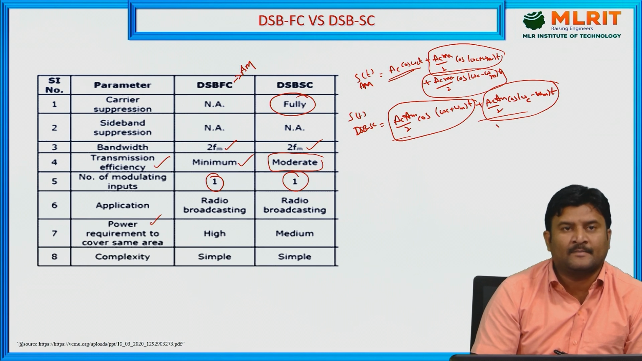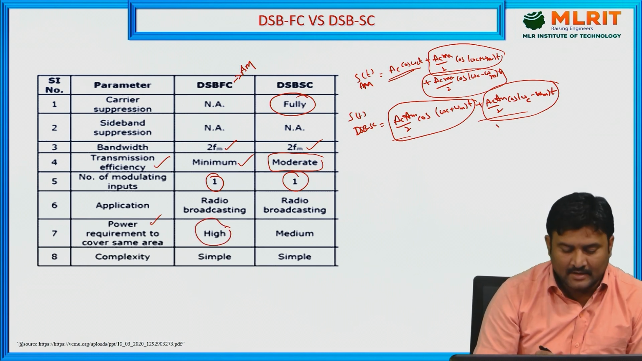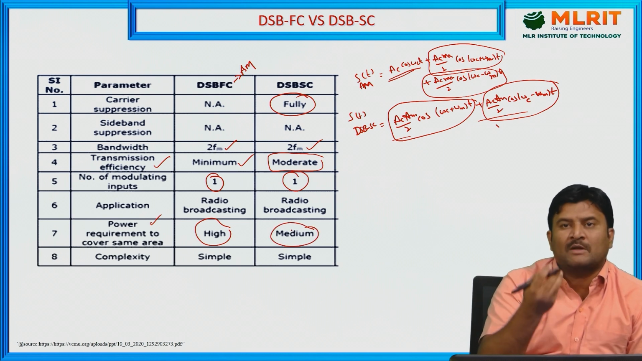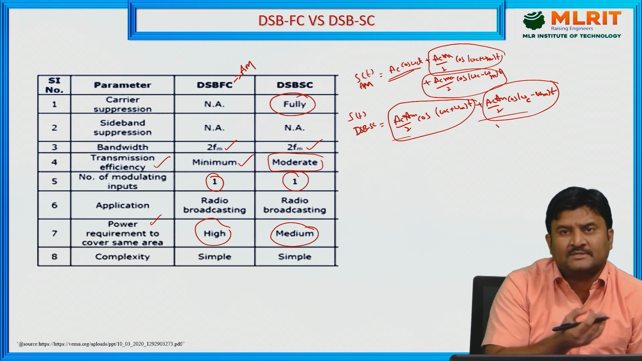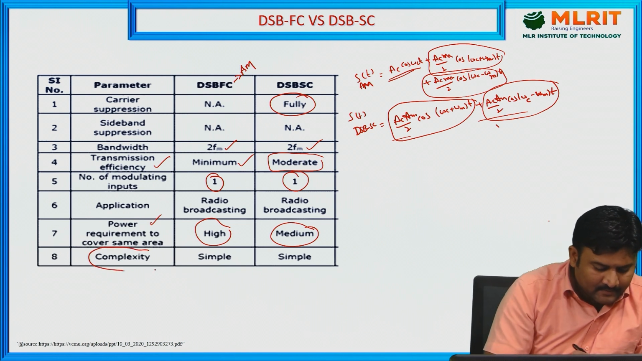And power requirement to cover the same area. What is that? High, because the carrier is present. Here it is medium. The carrier is not there. But we go for one more method, in that case you suppress one more sideband. Then automatically it has less power.